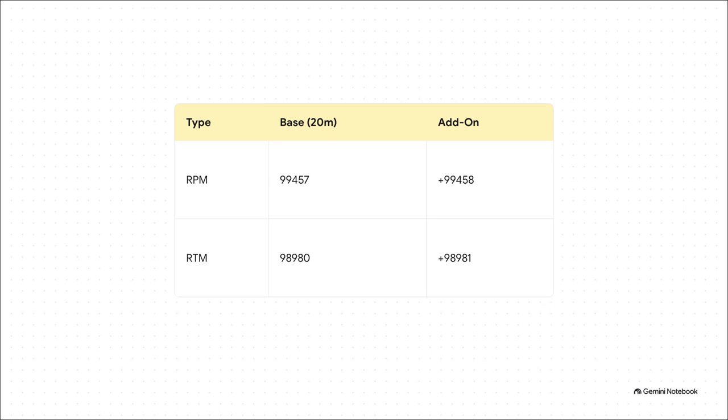I love this layout because it constantly contrasts your base codes against your add-on codes to keep all the numerical jargon organized. For RPM, your base code for the first 20 minutes of treatment management time in a calendar month is CPT 99457. If you spend an additional 20 minutes, meaning you hit 40 minutes total, you attach the add-on code 99458. For RTM, the concept is exactly the same, but you use different codes: 98980 for the first 20 minutes and the add-on 98981 for each additional 20 minutes.